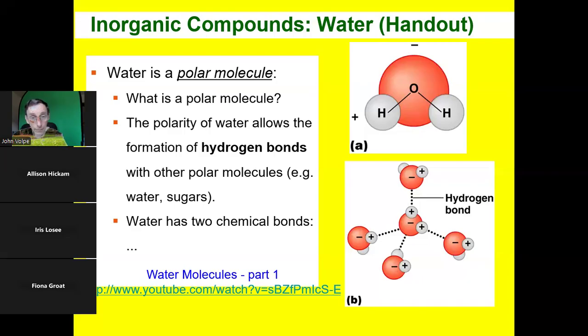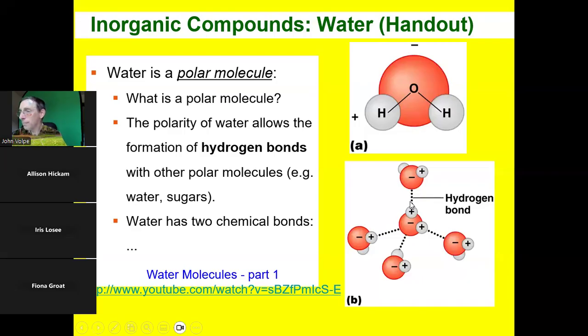The polarity of water allows the formation of hydrogen bonds where in water there's an attraction between the partial positive hydrogen and the partial negative oxygen. That's an electromagnetic attraction, and that we call a hydrogen bond. In liquid water, this hydrogen bond breaks and reforms all the time.